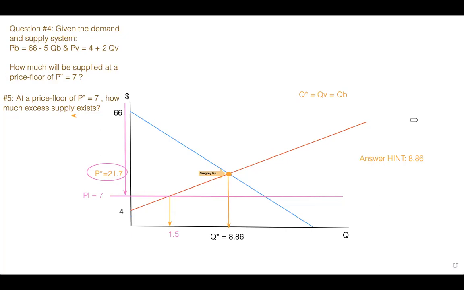So in equilibrium, there should be zero excess supply, zero excess demand. That's the beauty of equilibrium. So let's go ahead, and that's the answer for number 5.